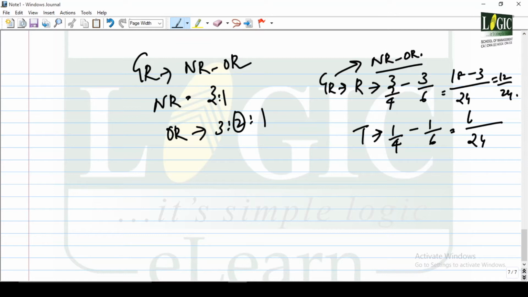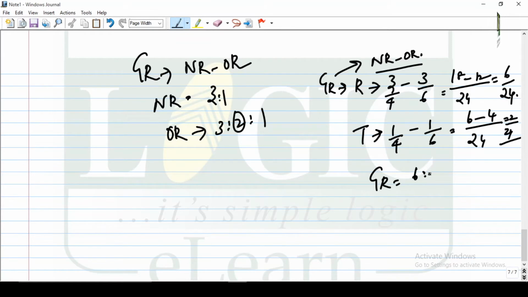Over 24, 6 minus 4 is equal to 2/24. So the gaining ratio is 6:2, that is 3:1.